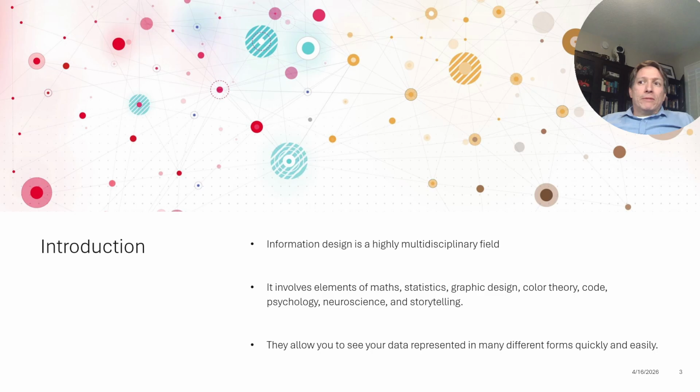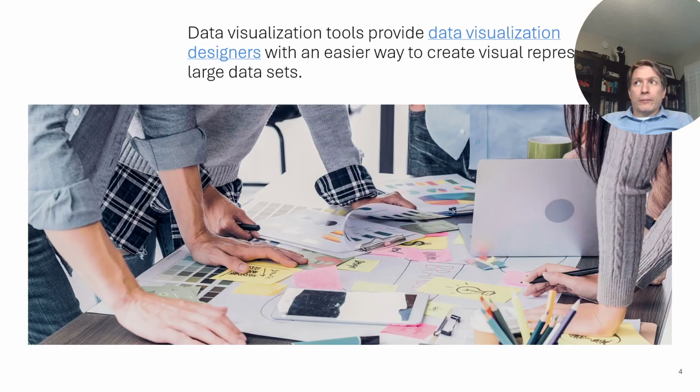This is to remind you that information design is a highly multidisciplinary field, and there are so many things that come into place. It involves elements of math, statistics, graphic design, color theory, psychology, neuroscience, storytelling. But at the end, all these recommendations and these visualization tools are the ones that are going to allow us to see the data and how we represent that in different ways. Maybe you're not going to have all the answers, but these are going to be some key elements that can help you to make decisions.